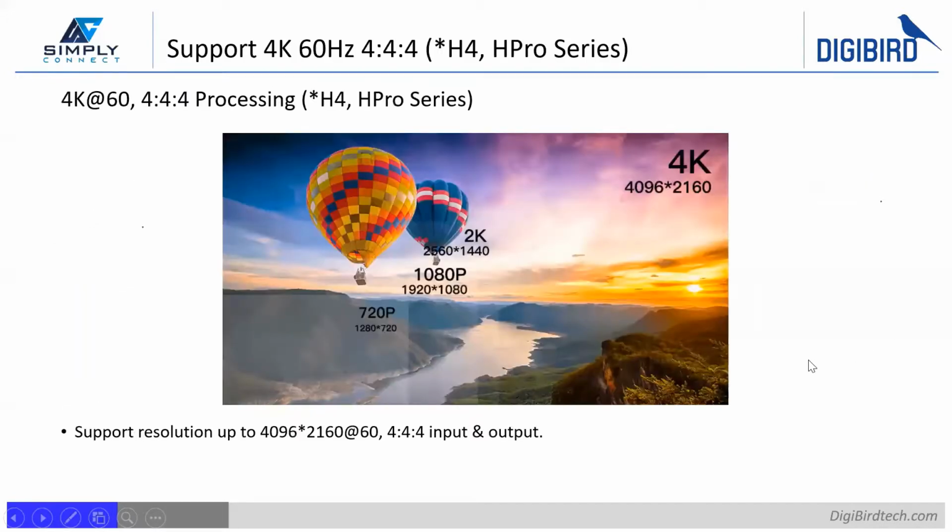The next one is only for the H4 and H Pro series, which support 4K 60 4:4:4 processing. We call this true 4K. If you notice, there is 4K and also true 4K. Normally we refer to 4K as 4K 30 Hz, and true 4K is 4K 60 Hz 4:4:4 processing. For these two series, we can support true 4K, which is 4K 60 Hz.